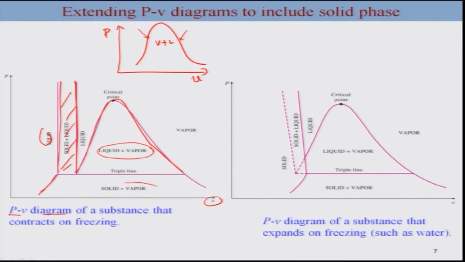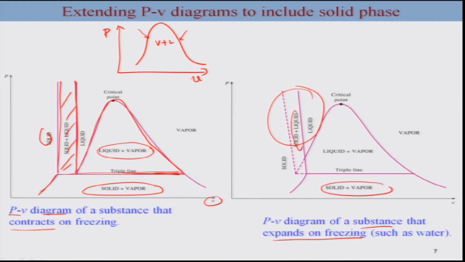And then you have another region which is solid plus vapor, that means this is the region where solid and vapor coexist. And then you have this triple line, which means the three phases, solid, vapor and liquid, coexist at different volumes. So, volume can change. This is the case where you have a substance which contracts on freezing, and this is the case where you have a different slope for a substance that expands, but now we have also included the solid-vapor regions.